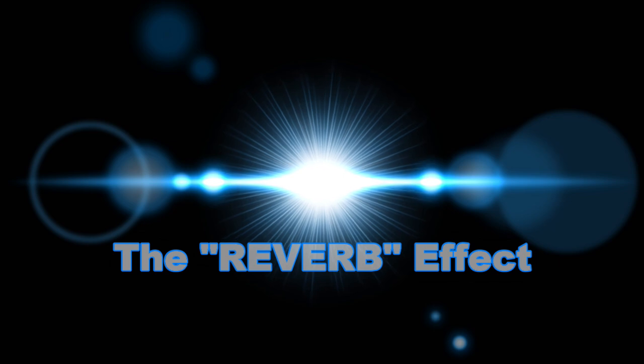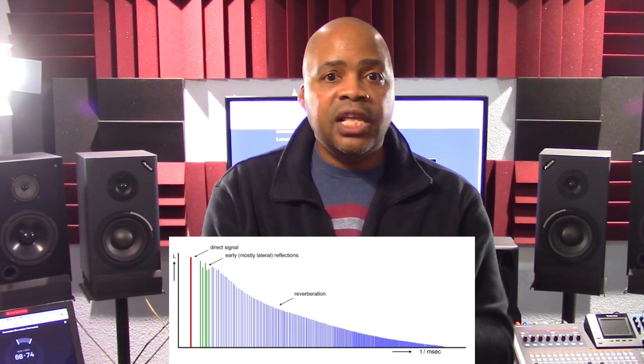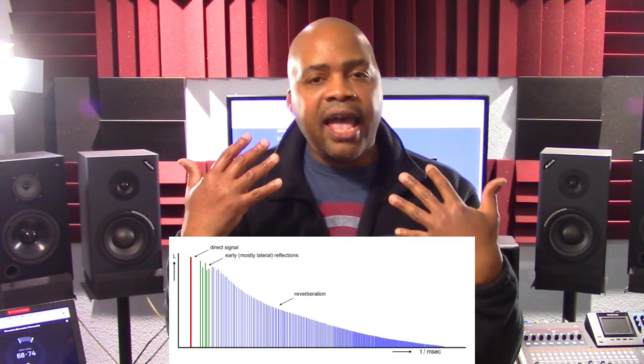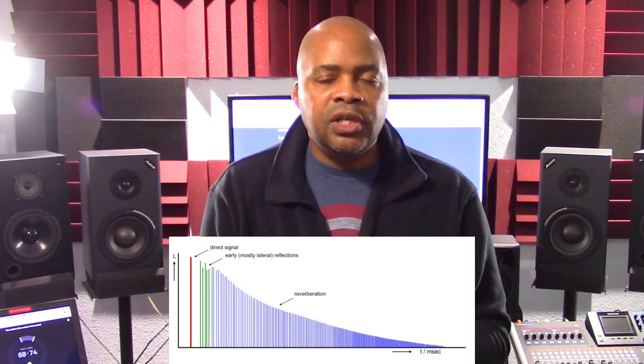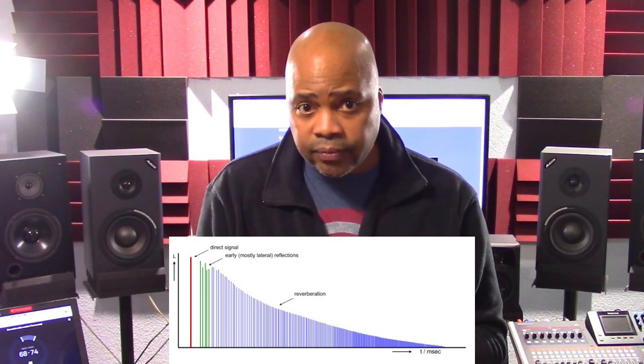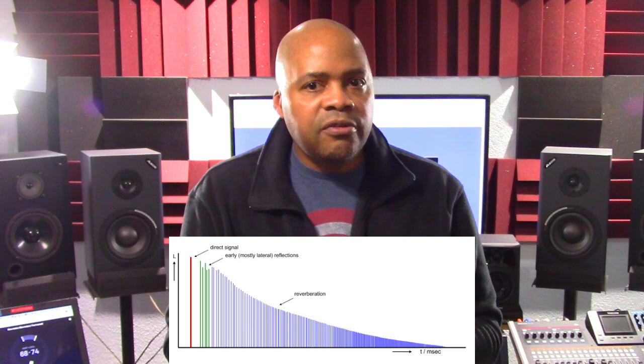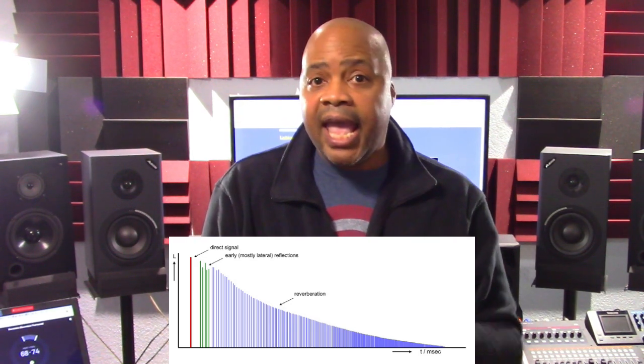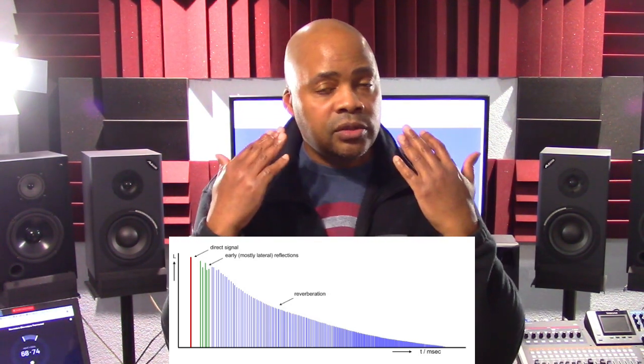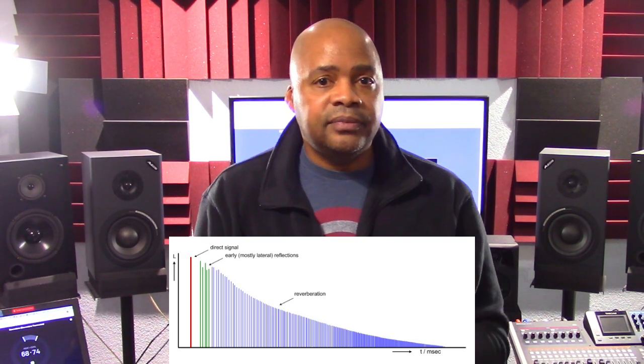Last but by no means the least, let's check out the reverb effect. Reverberation happens when a sound hits a hard surface and then reflects back to the listener at varying times and amplitudes to create a complex echo. This echo carries information about that physical space, and it's natural. It's what our ears are used to and what they expect.